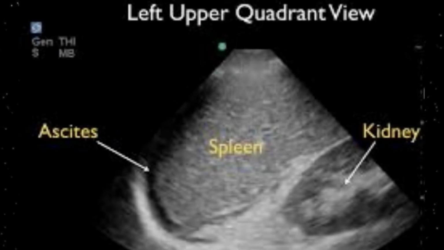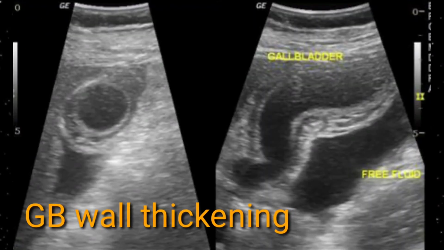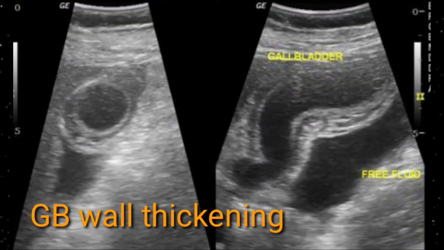Spleen would become enlarged and you can appreciate the fluid around the spleen as well. In this slide, you can see thickening of the wall with edema. So this is wall thickening with edema.